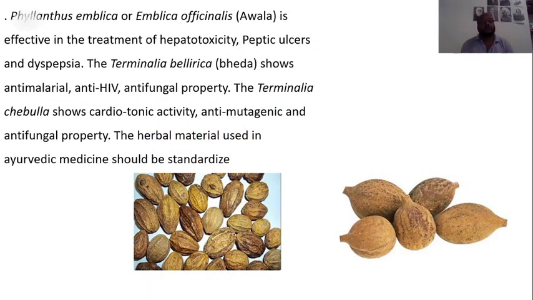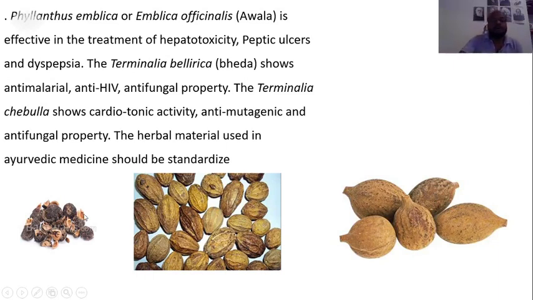Here this is the fruit, the avla, the first one. The botanical name of avla is Emblica officinalis, also called Phyllanthus emblica. This avla is effective in the treatment of hepatotoxicity, peptic ulcer and dyspepsia. The Terminalia bellerica, that is beheda, shows anti-malarial, anti-HIV and antifungal properties. The next one is Terminalia chebula, that is hirda, which shows cardiotonic activity and anti-mutagenic and antifungal properties.